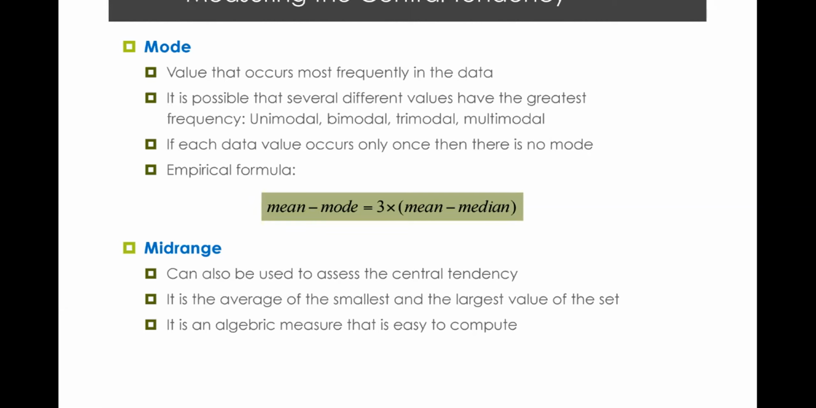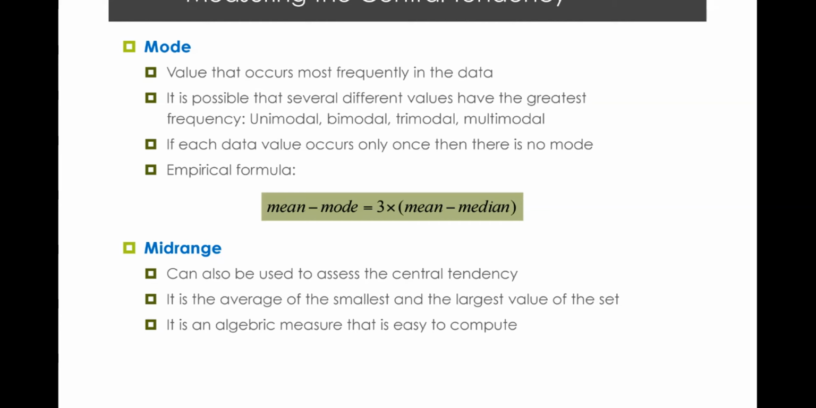For unimodal numeric data that is moderately skewed, for example, you have to consider the formula: mean minus mode equals 3 into mean minus median. So this is regarding the relationship between the mean, mode and median values. This is the way you can find out any one of the values.